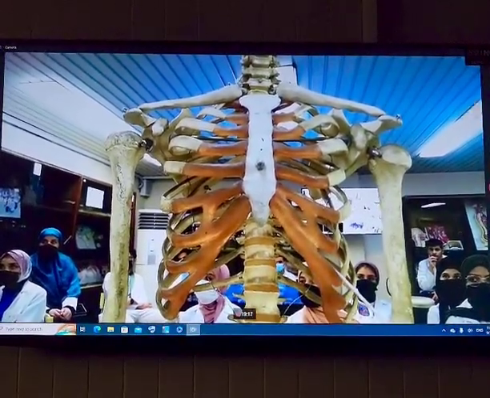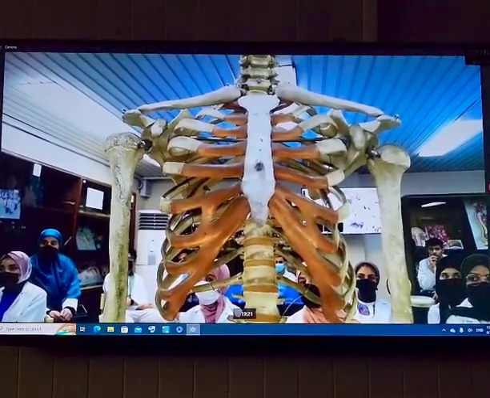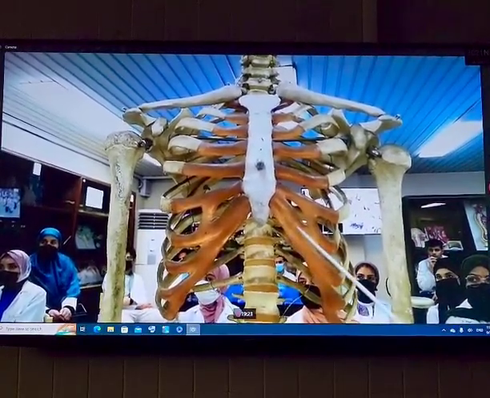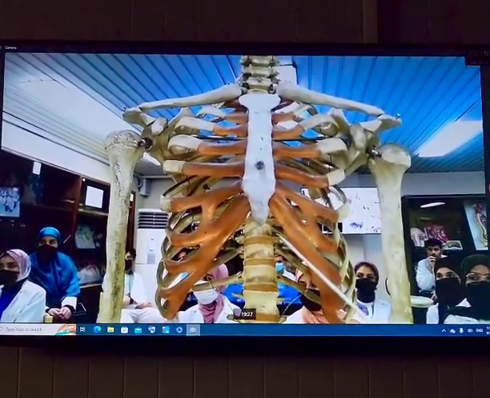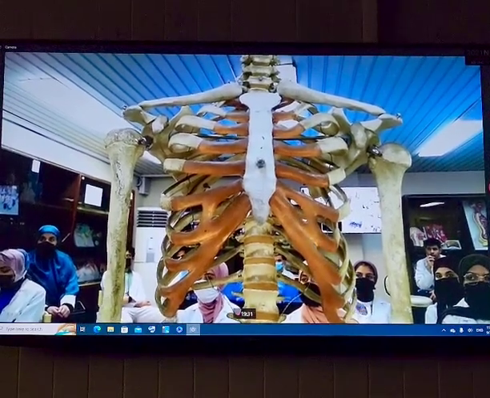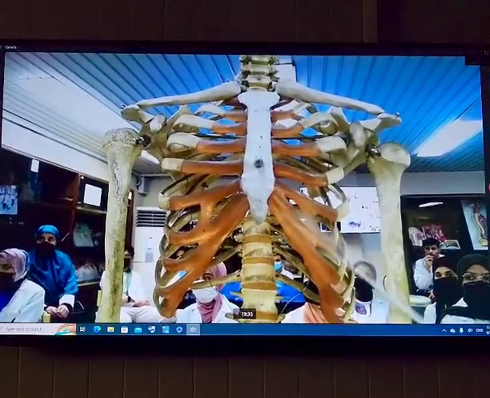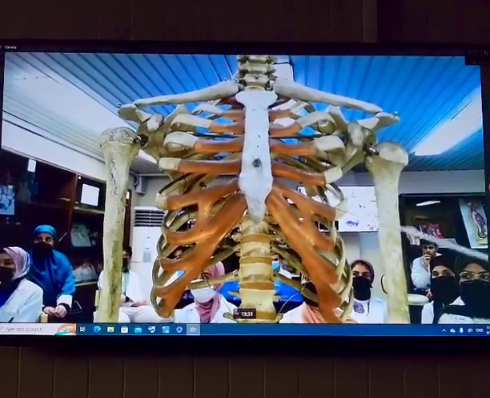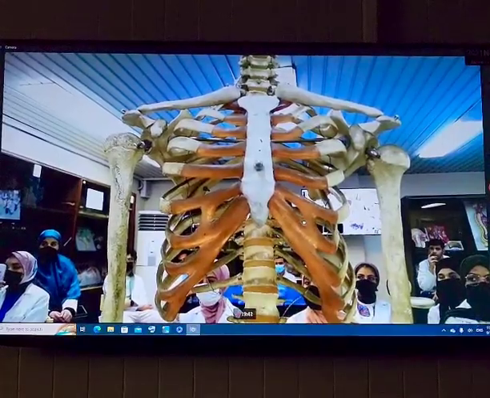But the 8th, 9th and 10th costal cartilages are articulating with each other and with the 7th costal cartilage. And therefore the costal cartilages of the 7th, 8th, 9th, and 10th ribs are forming the costal margin. You can see how the obliquity of the ribs is oriented.